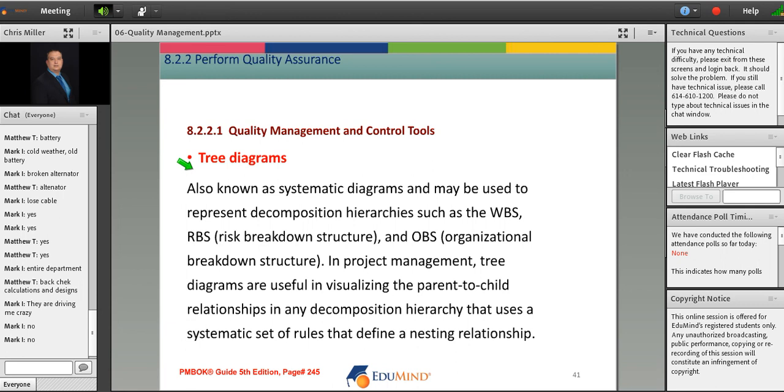Also known as systematic diagrams, it may be used to represent decomposition hierarchies such as the WBS. What's the lowest level of WBS? Do we recall? Ah, bingo. Very good, Matthew. Risk breakdown structure, organizational breakdown structure. Project management tree diagrams are useful in visualizing the parent-to-child relationships and any decomposition hierarchy that uses a systematic set of rules that define a nesting relationship. So, heck, your WBS is a tree diagram, right?